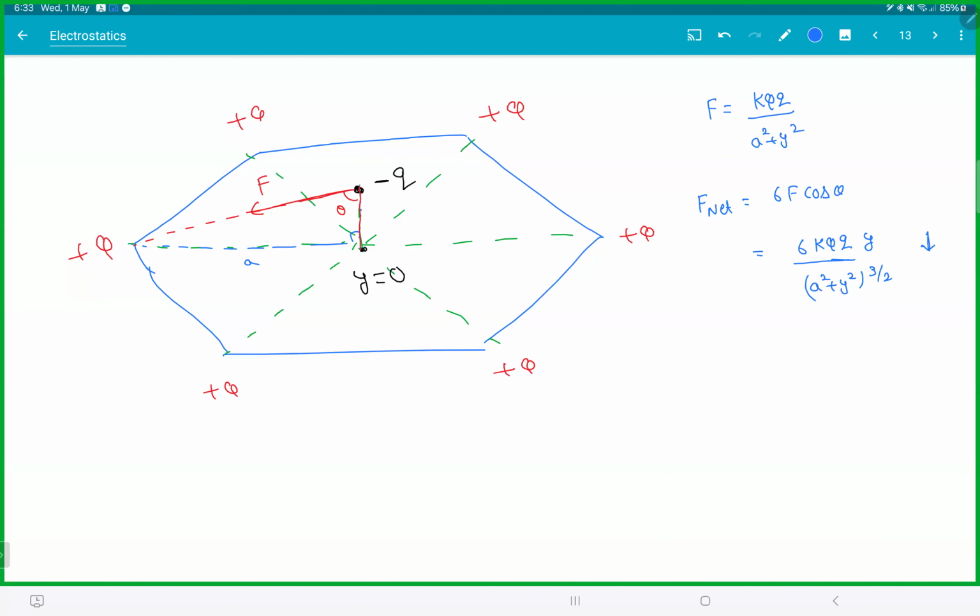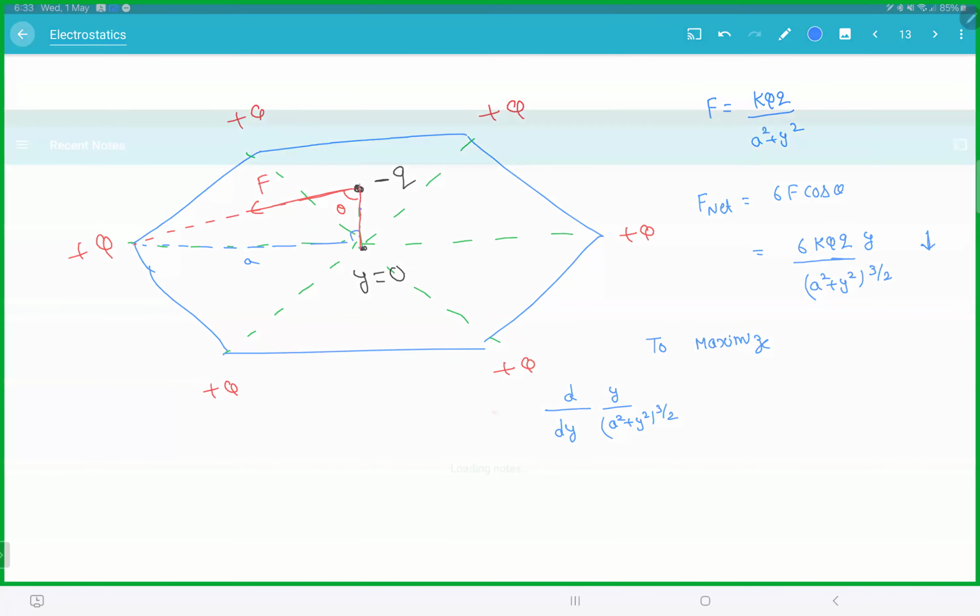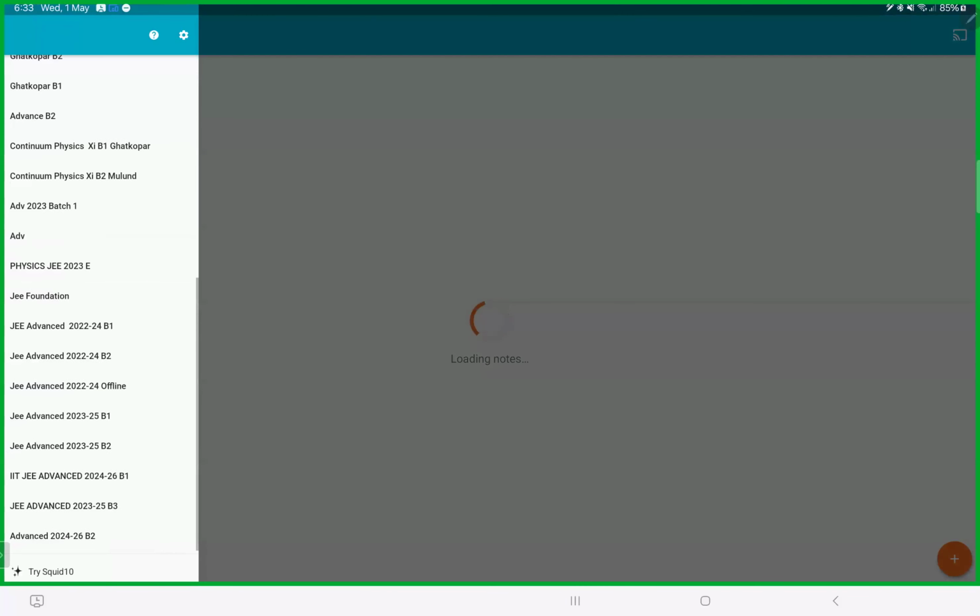Then what? We have F net. We want to find the maximum or minimum value of this thing. So indirectly, I'm asking you to maximize this. Such a small differentiation, and you guys are saying you need a trick for this. You have to differentiate dy of y by A square plus Y square to the power 3 by 2. Chain rule. And if you think it's a big differentiation, that's because you forgot.